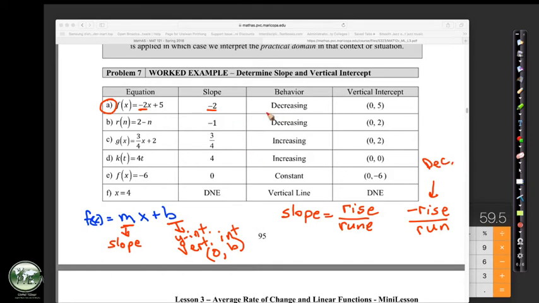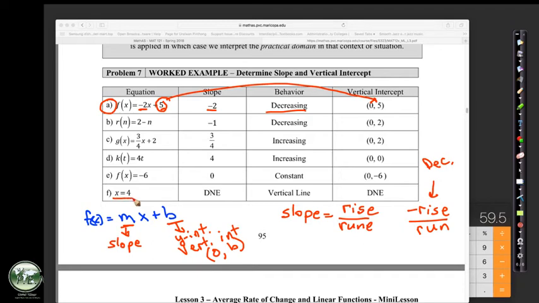Good. And then the vertical intercept, we got it directly from here, the starting value. It's the y value when the x value is 0. Okay, and the rest of these are set up, and again, they've been answered for us.